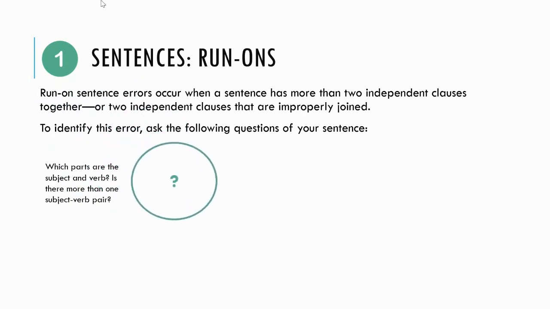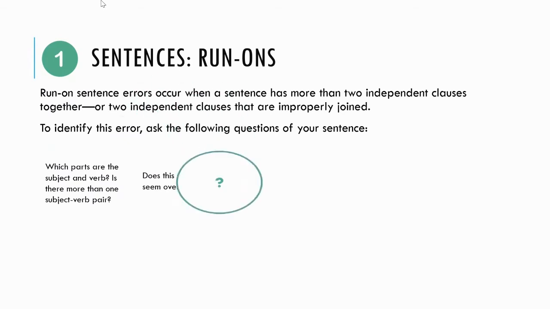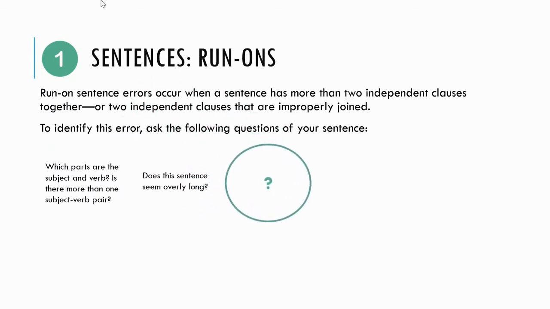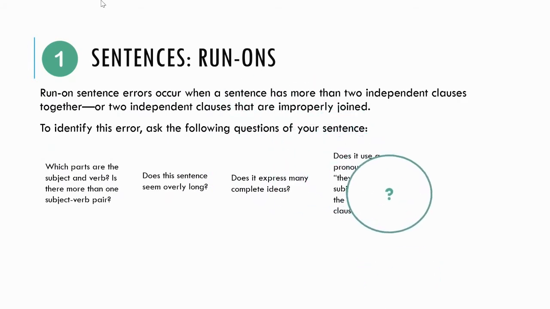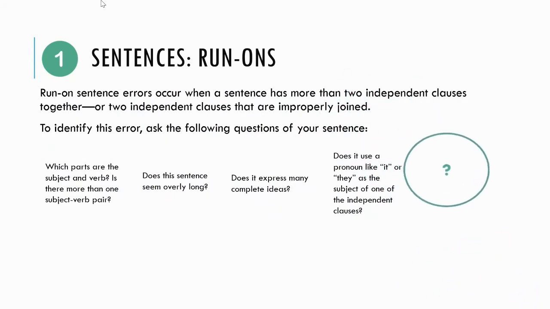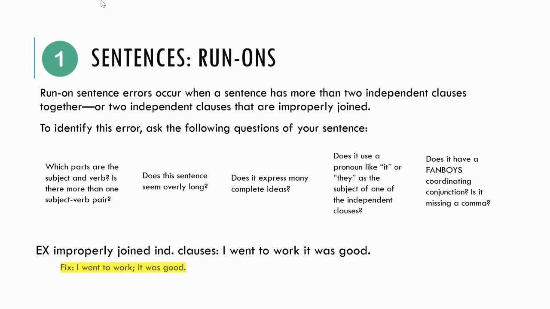To identify run-on sentences in your writing, ask yourselves the following questions. Which parts are the subject and verb? Is there more than one subject-verb pair? Does this sentence seem overly long? Does it express many complete ideas? Does it use a pronoun like it or they as a subject of one of the independent clauses? Does it have a FANBOYS coordinating conjunction? Is it missing a comma? If you answered yes to any of these questions, your sentence could be a run-on sentence.